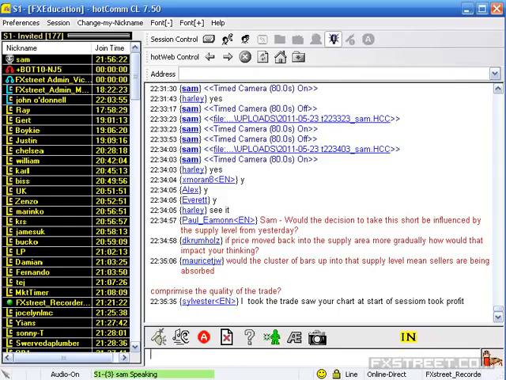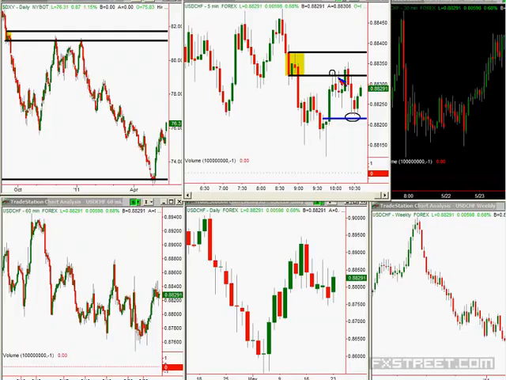When prices come back to this level, Maurice, I think I understand what you're saying. When prices come back to this level, the sellers, obviously the supply orders, the supply side is being absorbed there. And let's see, Sylvester says he took the trade and took some profit. Nice job. Just a little short-term trade. Good job there, nice one.